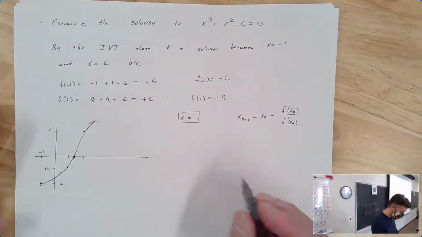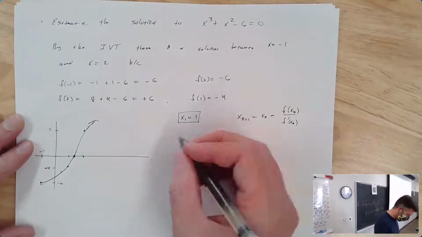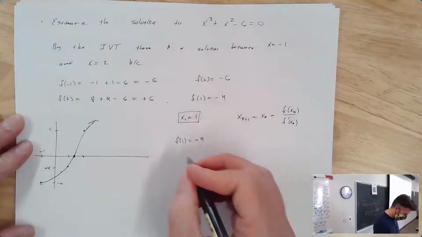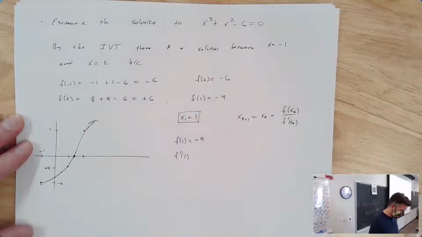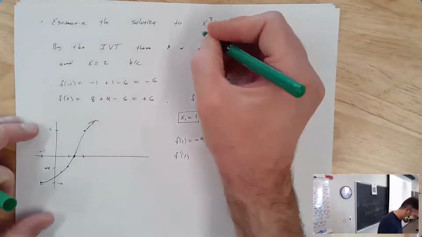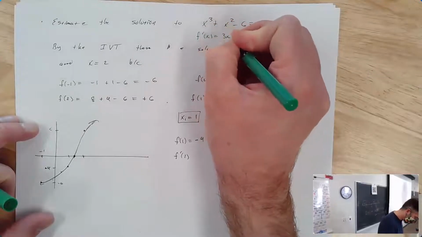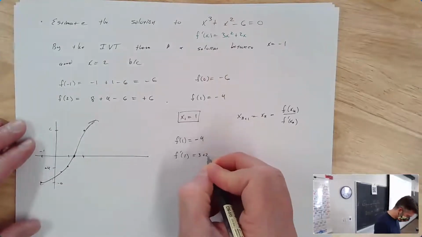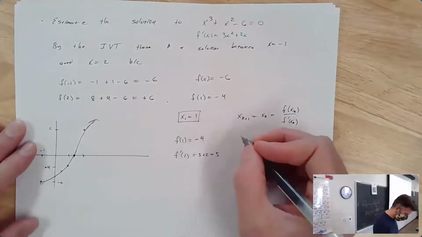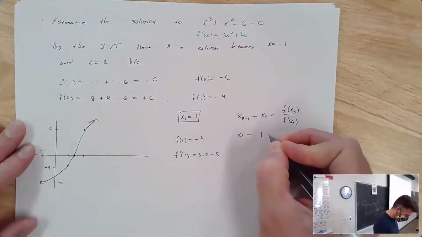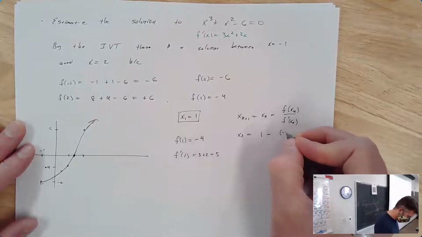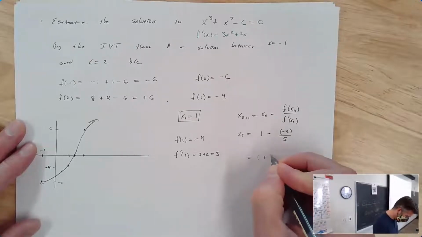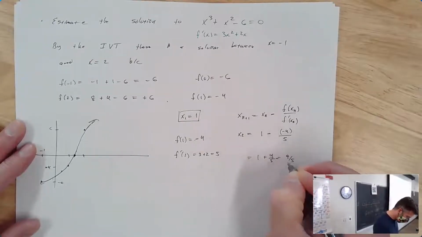That's it. So plugging in x of 1 equal to 1, we know that f of 1 is going to be 1 plus 1 minus 6. f prime of 1, well, let's write down what the derivative is. f prime of x is 3x squared plus 2x. So f prime of 1 is going to be 3 plus 2. So our next guess is going to be x sub 2 equal to 1 minus f of 1, which is -4, over f prime of 1, which is 5. So that's going to be 1 plus 4/5, which is 9/5.